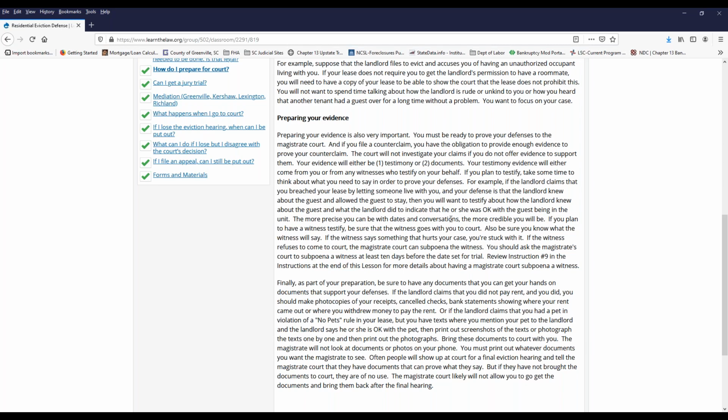Because a lot of this might come down to a he said, she said. So if you say, well, you let me do X, Y, and Z, and the landlord says, no, I didn't, the magistrate has to make a decision as to who to believe. And the more precise somebody can be with the dates that things happened, specifics about what happened or what was said, the more credible that person is going to come across.